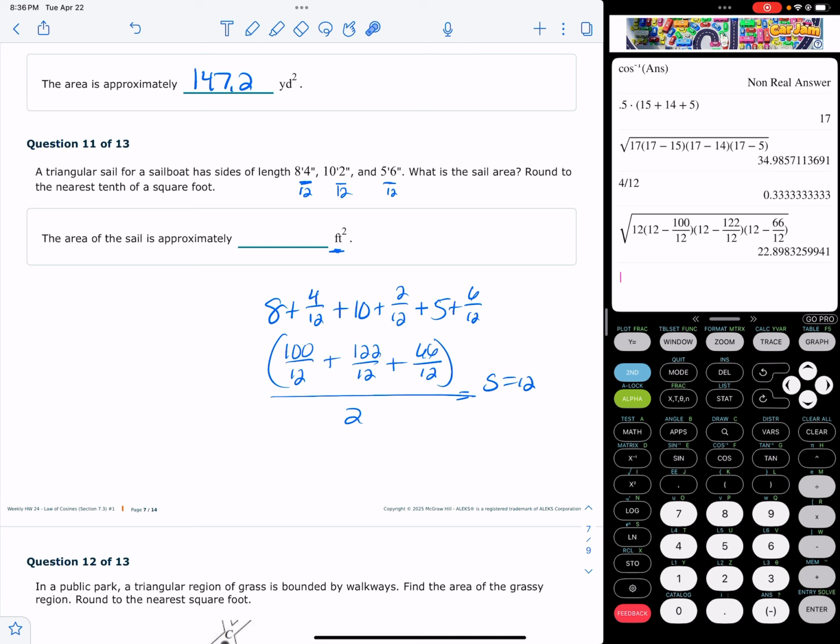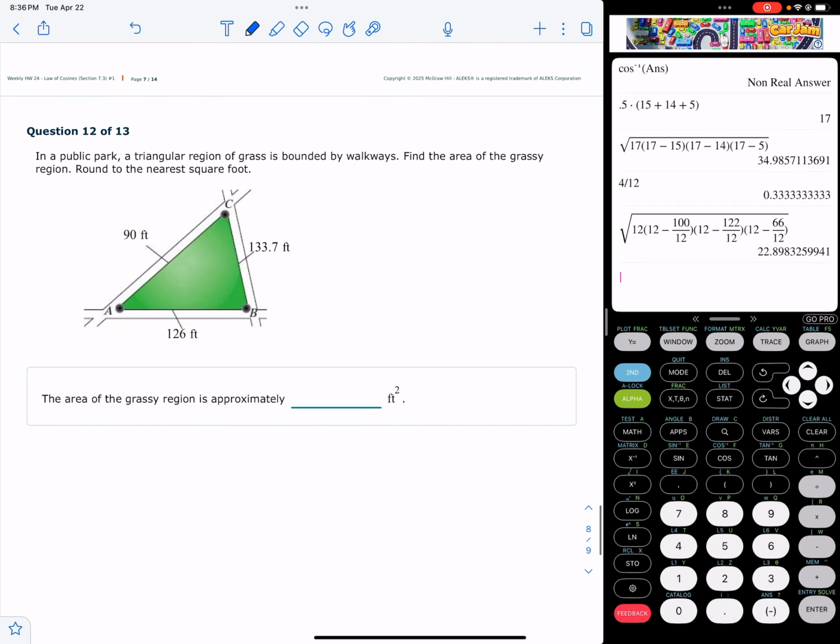And so we're going to get nearest tenth of a foot, so 22.9. And that's just them being mean. Like, why would they even do that? It's just stupid.